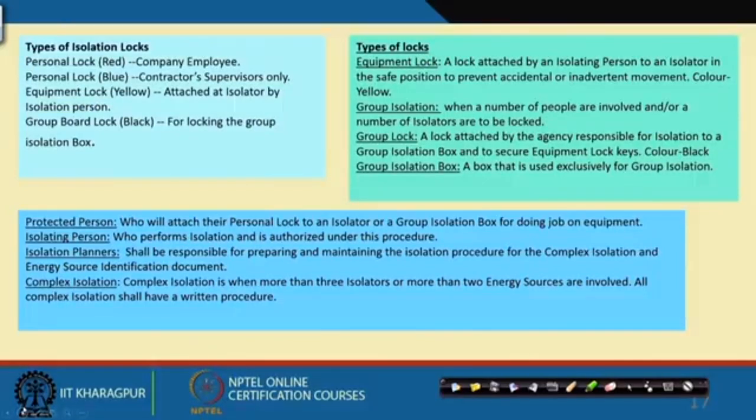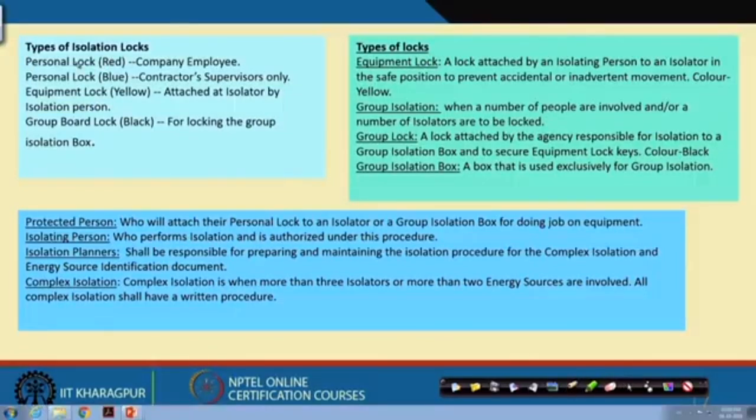So, the types of locks people use: there are personal locks by the employees, personal locks by the contractor supervisors, equipment locks, group board locks, and the isolation box. These are the four types of locks people use, plus isolation boxes. What is the equipment lock, the group isolation lock, the group lock, all those things we have put here. Here the isolation planner, isolating person, and protected person are the names of the various people involved in this.